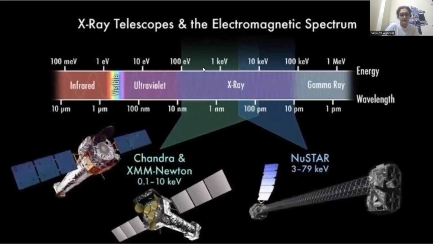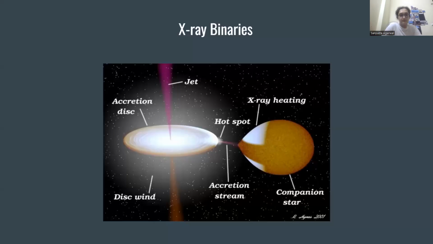Here we have the electromagnetic spectrum, and the X-ray range we can see lies from around 100 electron volts to 100 kilo electron volts. The Nuclear Spectroscopic Telescope Array, NuSTAR, is a focused satellite that observes in the 3 to 79 kilo electron volt range, which is the hard X-ray energy range. Satellites like Chandra and XMM-Newton observe in the 0.1 to 10 kilo electron volt range, which is a softer X-ray energy range.